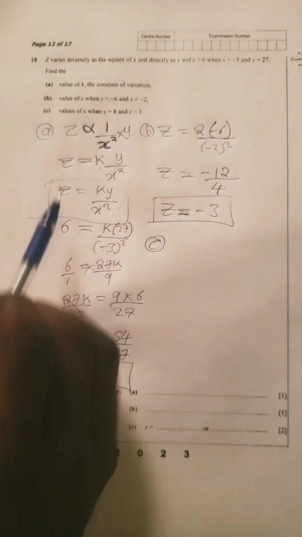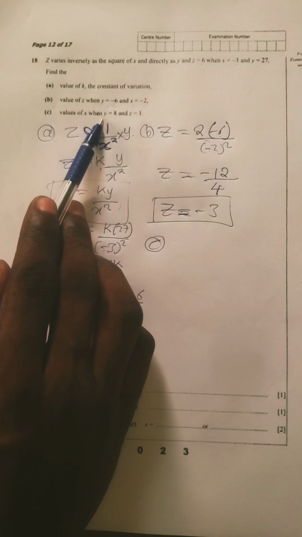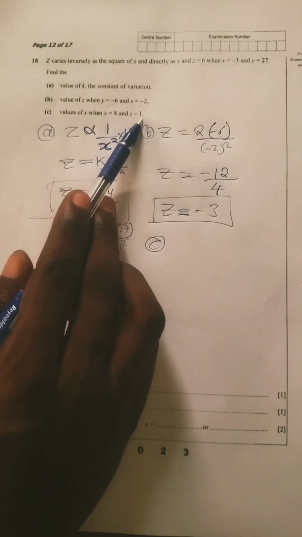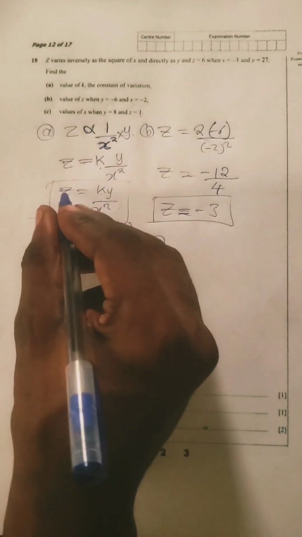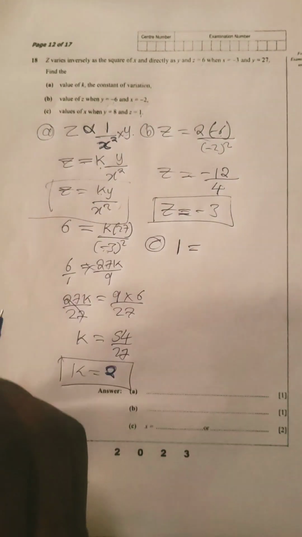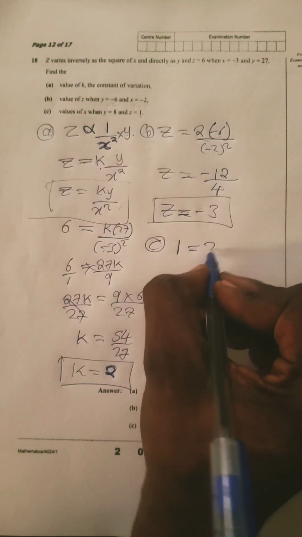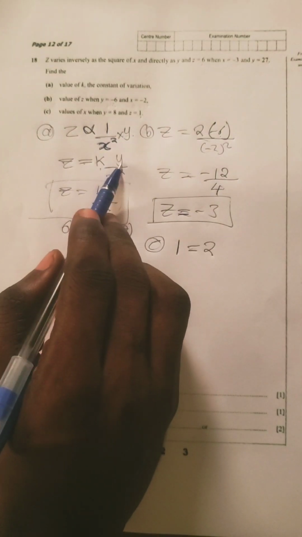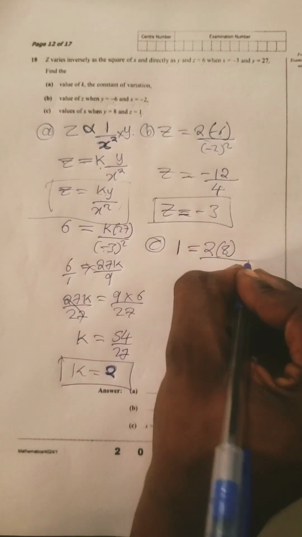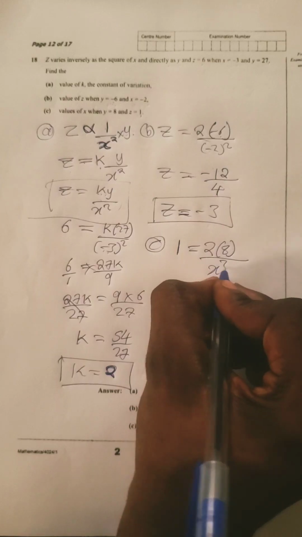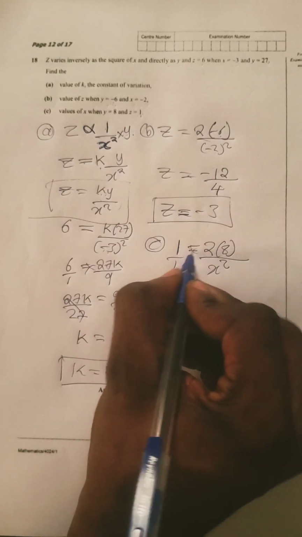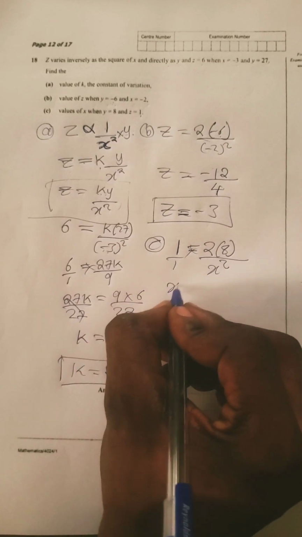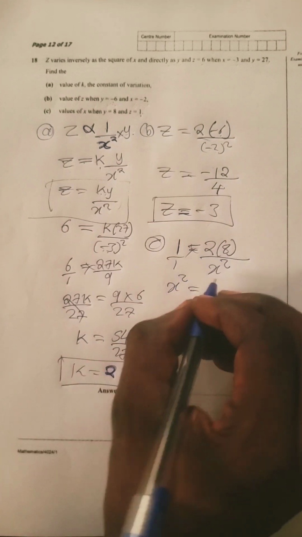Then when we go to C, find the value of x when y is equal to 8 and z is equal to 1. So when we get this equation, z is equal to 1. So where there is z, we'll put 1. k is still 2 because it's constant. Then y they are saying is 8, over x squared. We are looking for x. So here we'll say over 1, we cross multiply. 1 times x squared will be x squared, being equal to 2 times 8.